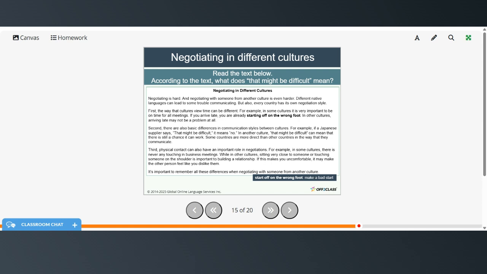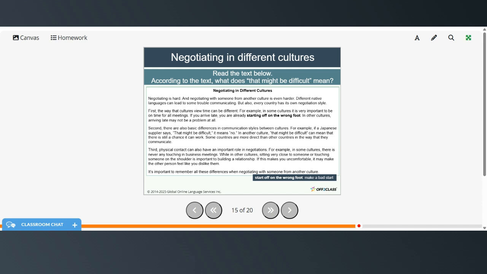Negotiating is hard, and negotiating with someone from another culture is even harder. Different native languages can lead to some trouble communicating, but also every country has its own negotiation style. First, the way that cultures view time can be different. For example, in some cultures, it is very important to be on time for all meetings. If you arrive late, you are already starting off on the wrong foot. In other cultures, arriving late may not be a problem at all.